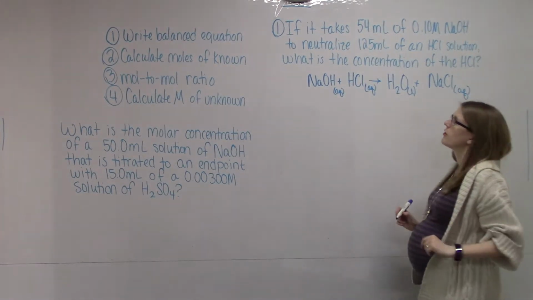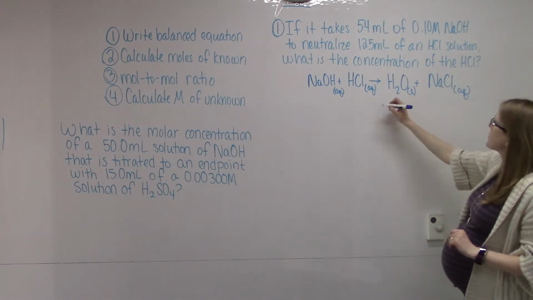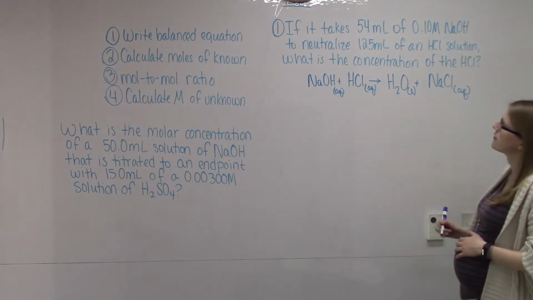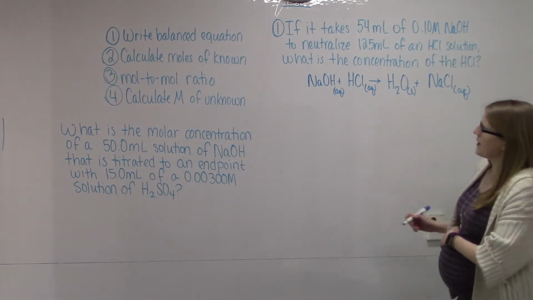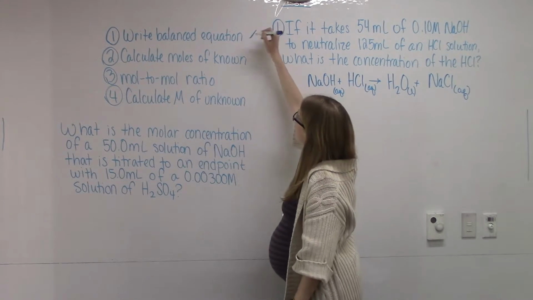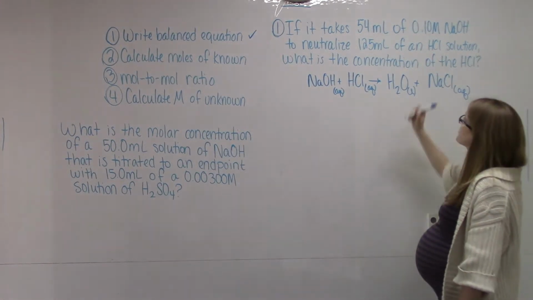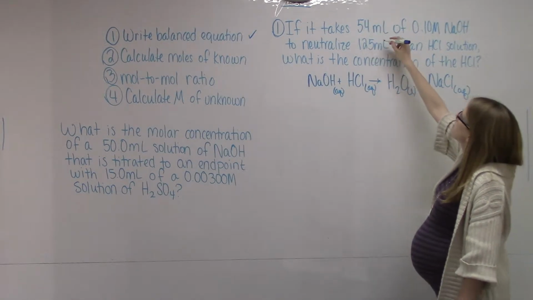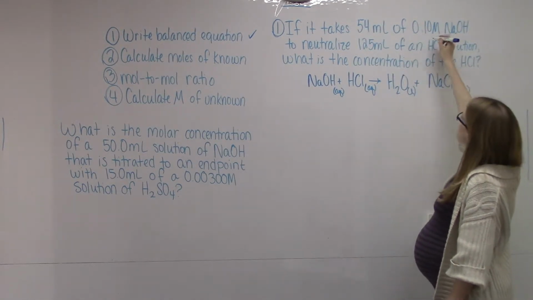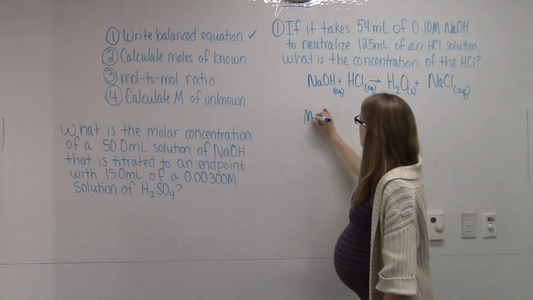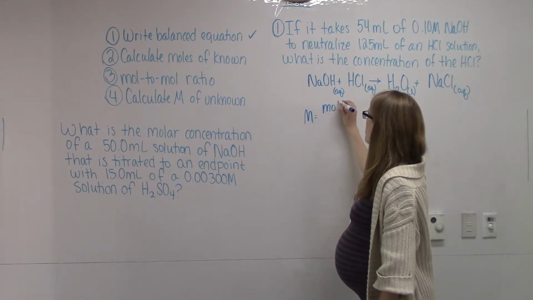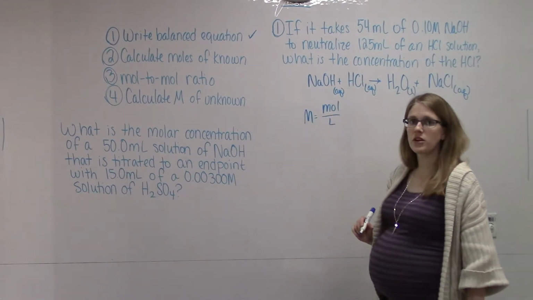We do have everything is balanced right now. Yep, we're good. Okay, check. Yay. Step 2, calculate moles of known. So we know that we have 54 mL of this and it's 0.1 molar solution. So molarity equals moles over liter. That's what we're going to use here.